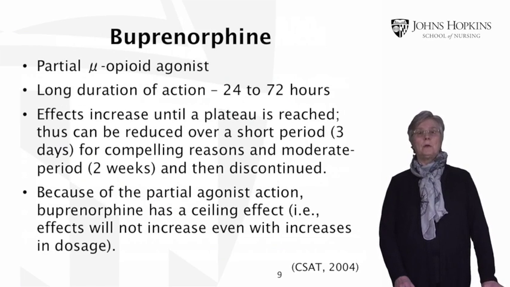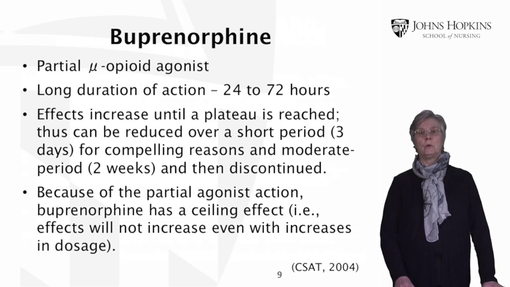Buprenorphine is another FDA-approved medication for opioid use disorder, and this is a partial mu opioid agonist. This has a long duration of action, 24 to 72 hours, and the effects of this medication increase until a plateau is reached. This means it can be reduced over a short period, typically 3 days, for compelling reasons, or over a moderate period of 2 weeks, and then discontinued. Because of the partial agonist action, buprenorphine has a ceiling effect. That means that the effects will not increase even with increases in dosage.